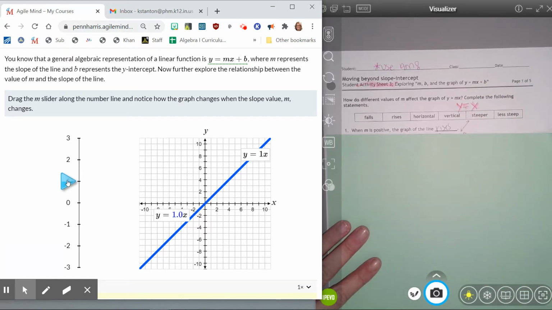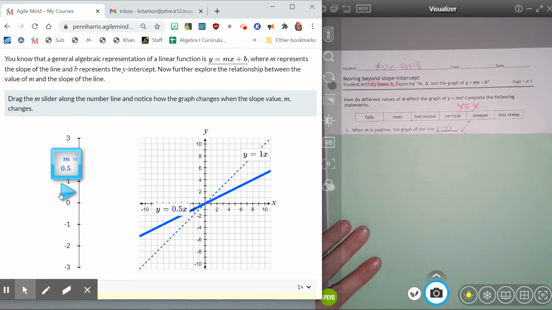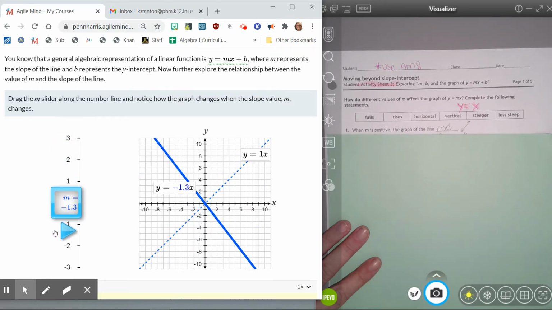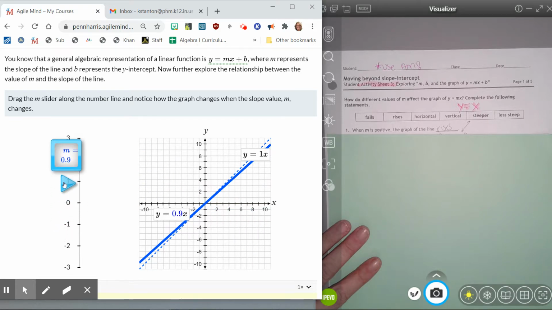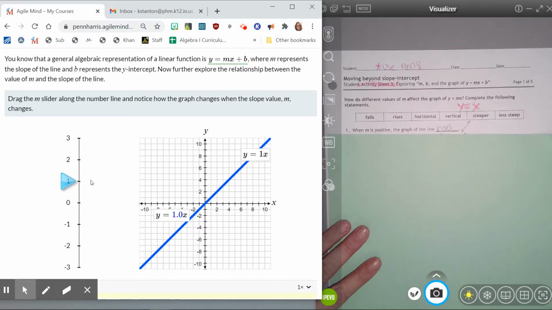This is just y equals x that we see on the screen. And if we move this up, we can see what happens, and if we move it down, we can see what happens. So they ask us this question. I'm going to bring this back to 1. When m is positive, what happens to the graph? Here it's positive right now. If it's 0, that's what it looks like.